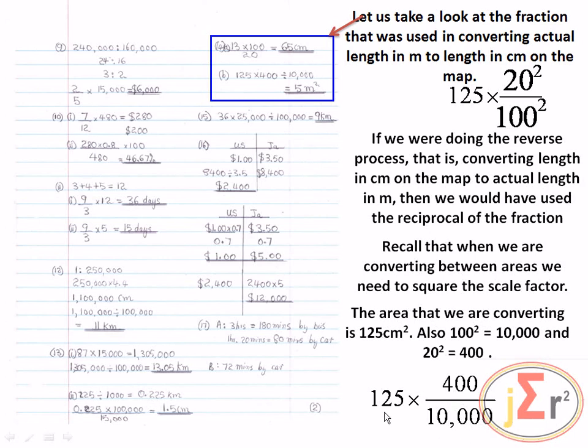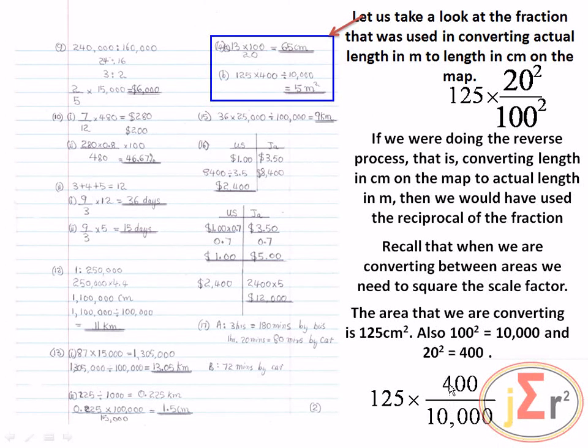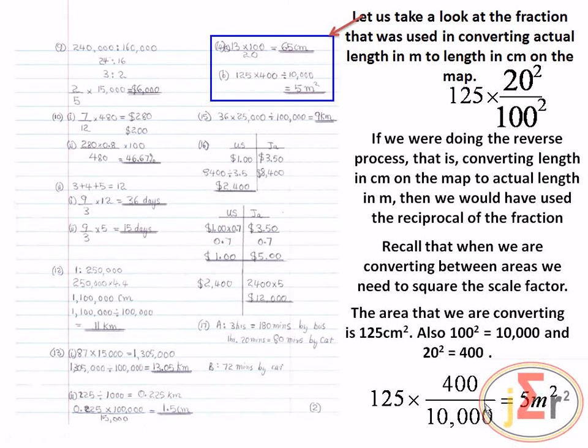And this is quite an easy mental operation. We may eliminate the zeros here, 2 of them. Then we will say 4 times 125 is 500. However, remember that we are dividing, but 2 of these zeros are eliminated, therefore we are dividing by 100. So 500 divided by 100, and that is equal to 5. So 5 meters squared.